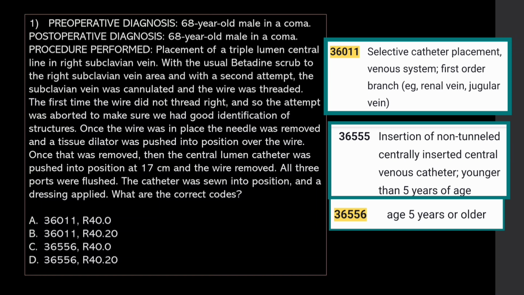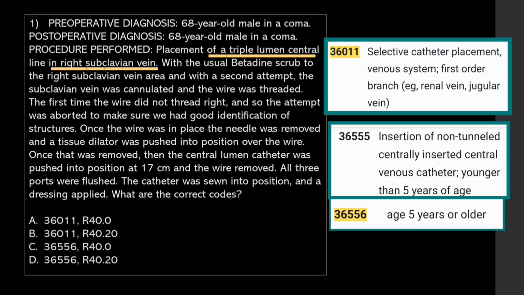They have mentioned procedure performed, placement of a triple lumen central line in the right subclavian vein with the usual betadine scrub to the right subclavian vein area, and with the second attempt, the subclavian vein was cannulated and the wire was threaded. And they have mentioned once the wire was in place, the needle was removed and a tissue dilator was pushed into position over the wire. Once that was removed, then the central lumen catheter was pushed into position at 17 cm and the wire removed. All the three ports were flushed.